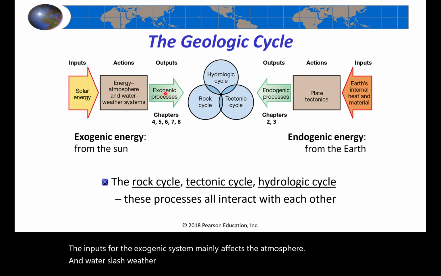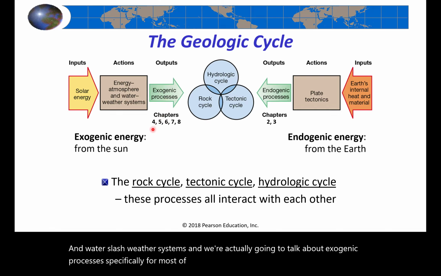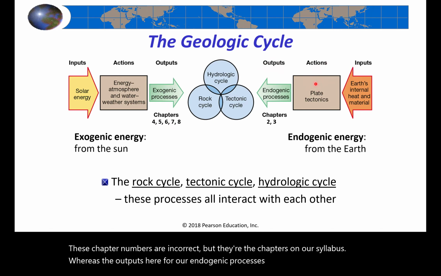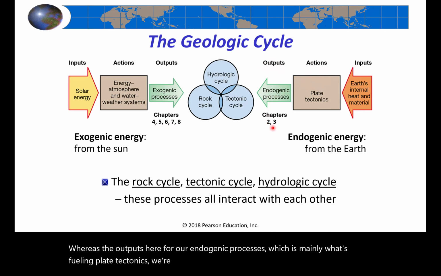And we're actually going to talk about exogenic processes specifically for most of the rest of the semester. These chapter numbers are incorrect, but they're the chapters on our syllabus. Whereas the outputs here for our endogenic processes, which is mainly what's fueling plate tectonics, we're only spending 2 chapters on that: this chapter 11 and chapter 12. Again, those numbers are incorrect.